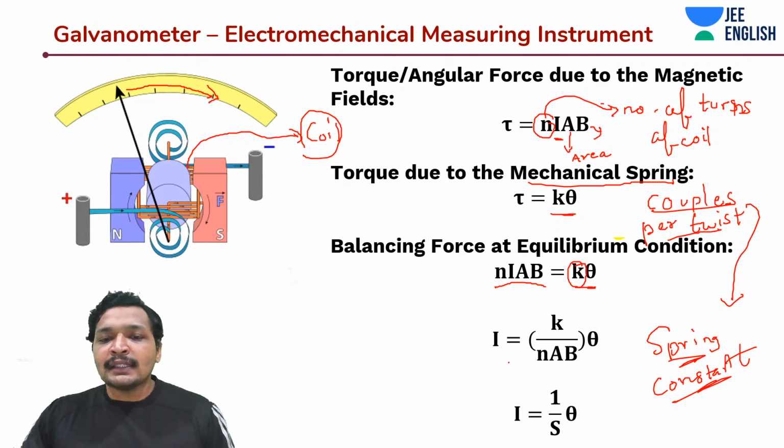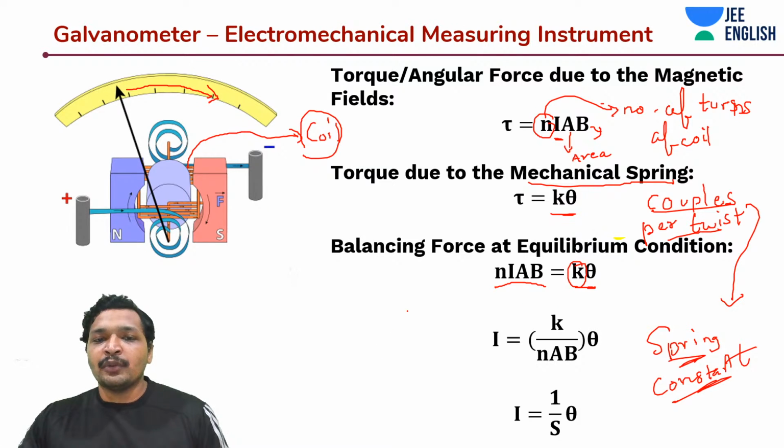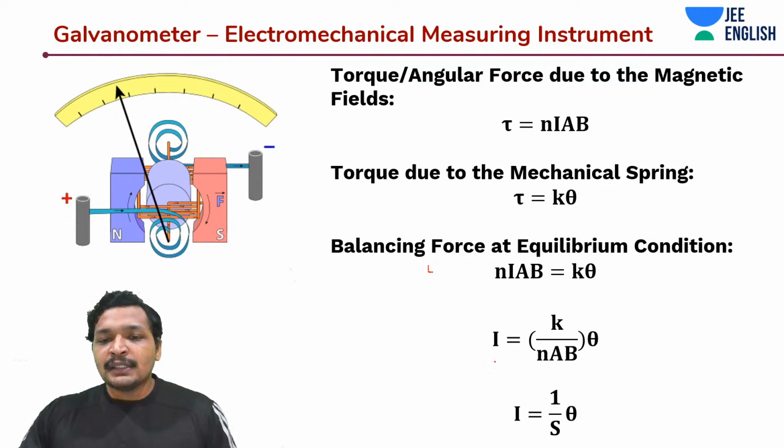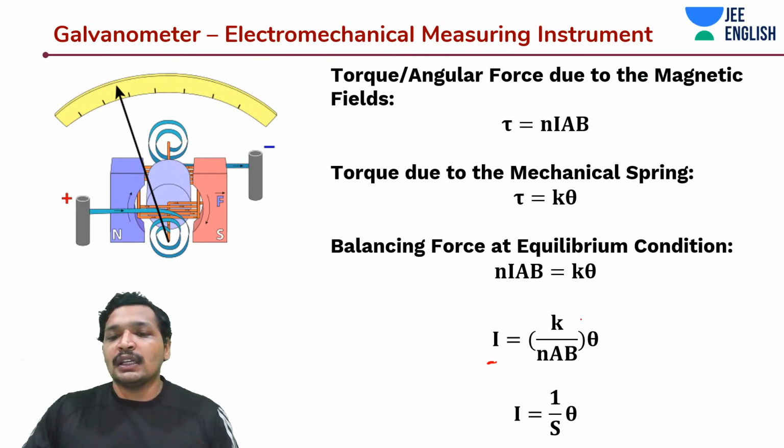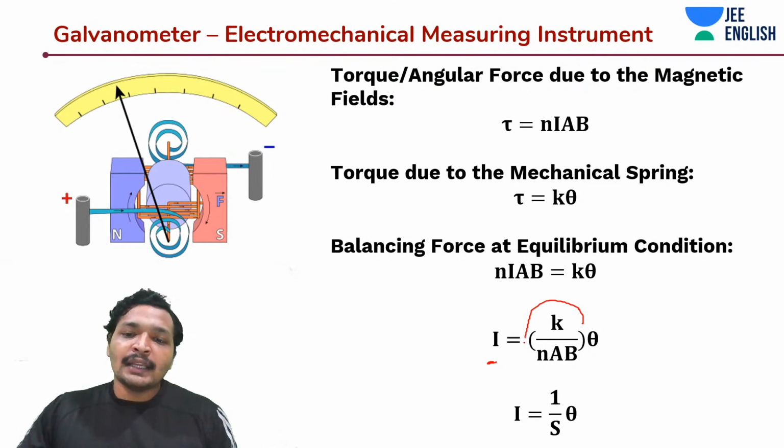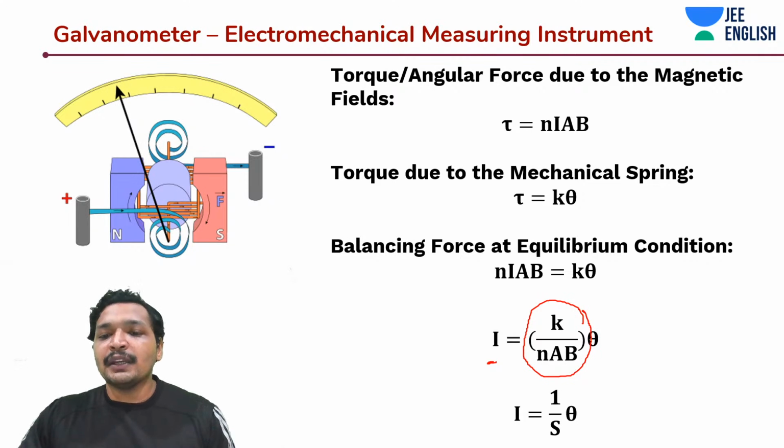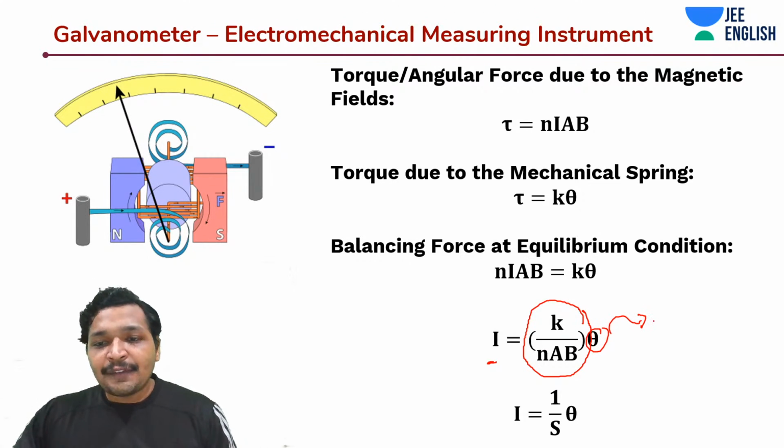So now I can write this equation basically in terms of I. If you notice what is happening over here, I'm writing it as I is equal to something into theta. That is what I'm trying to do. I is equal to K by NAB into theta. The theta is called the deflection.